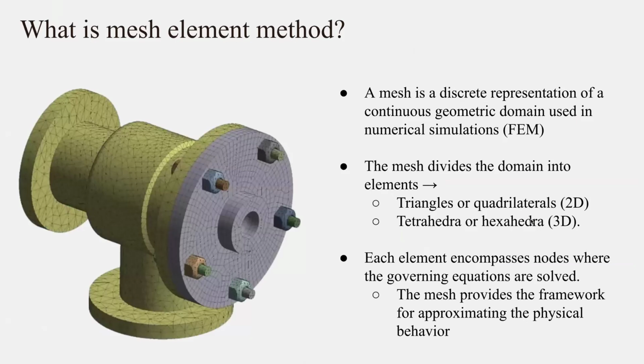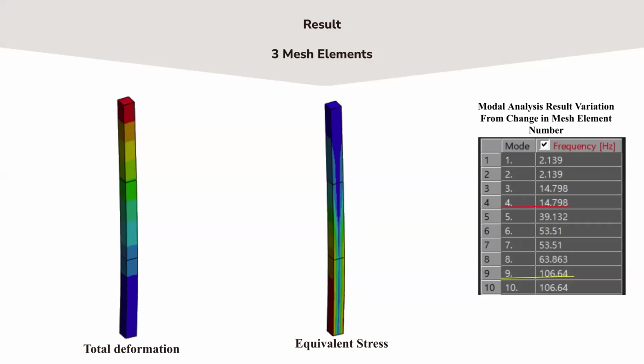And moving on, what is the mesh element method? A mesh is a discrete representation of a continuous geometric domain, which is used in numerical simulation. And we have used the finite element method. The mesh divides the domain into triangles or quadrilaterals, as well as tetrahedra and hexahedra, and they tell us the approximate physical behavior of what the object looks like.